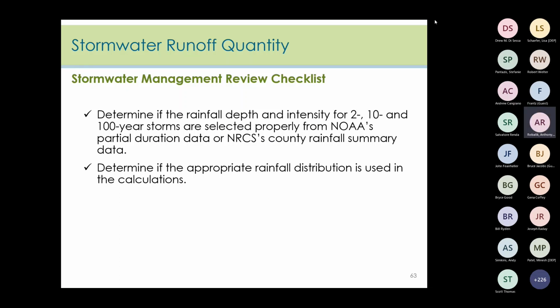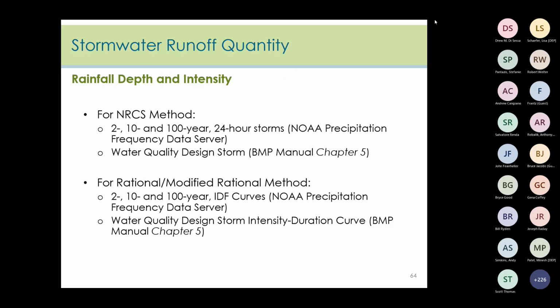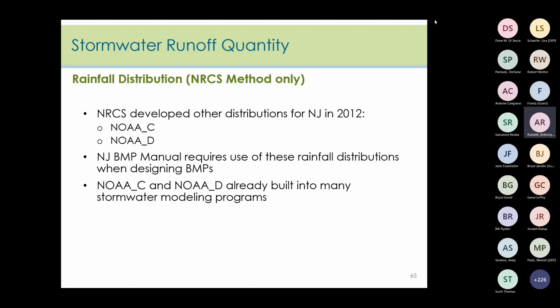Next, the reviewer should check if the rainfall depth parameters are correct for the site and that the appropriate rainfall distribution is used. So the rainfall depth and intensity information should come from the sources, either through the NOAA Precipitation Frequency Data Server, or, for the Water Quality Design Storm, the BMP Manual Chapter 5. And NRCS has developed distributions for New Jersey, including the NOAA C and D, which the BMP Manual requires use of now. These are already built into many stormwater modeling programs, such as HydroCAD. The reviewer should check that the correct distribution is selected, dependent upon where the site's located within the state.